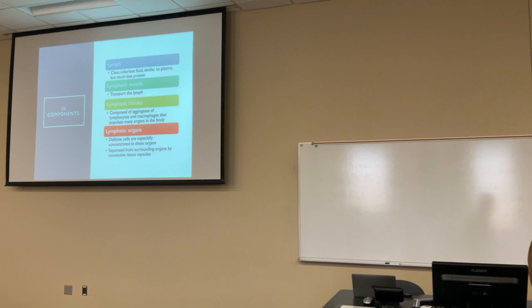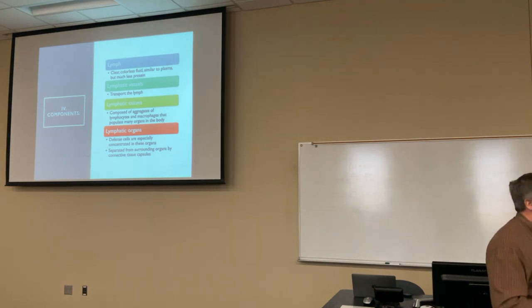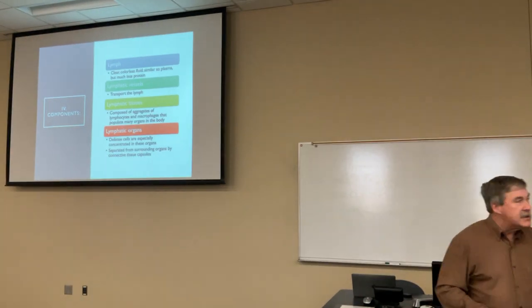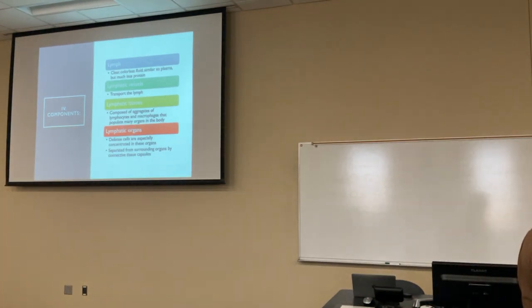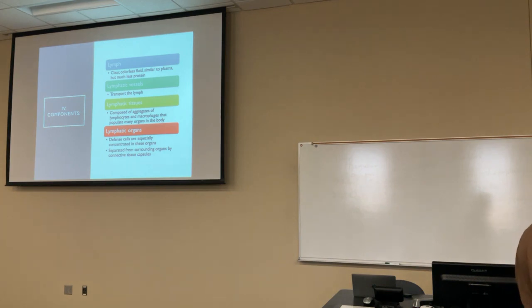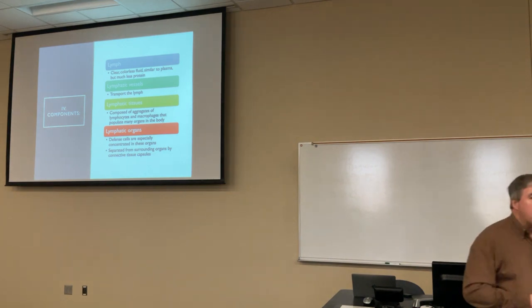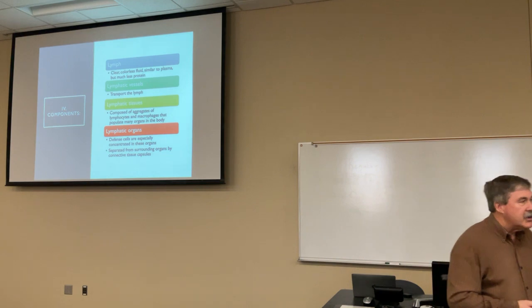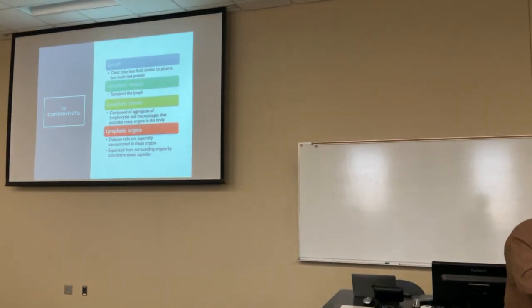All right, so the main components of the lymphatic system include the lymph, which is the fluid that leaks out of the blood vessels. Lymph is a clear, colorless fluid, similar in composition to plasma, but there's less protein because proteins are large enough that they can't escape through the walls of the capillaries. But some smaller proteins and medium-sized proteins can leak out of the capillaries.